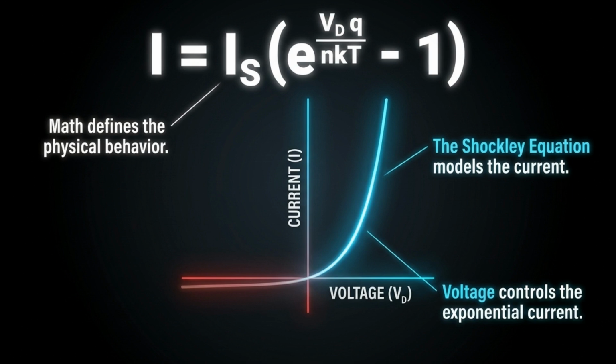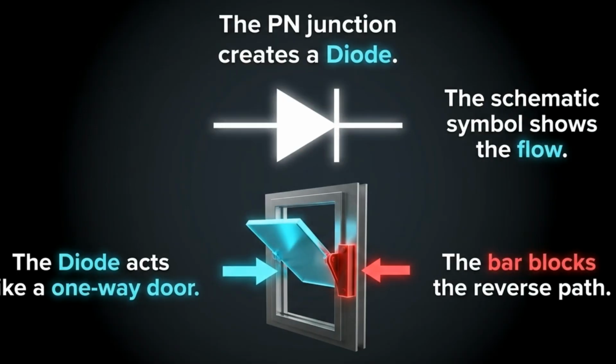The Shockley equation, I equals I_S times e to the power of V_D q over nkT, minus 1, models the current-voltage characteristic. Voltage controls the exponential current flow, defining the physical behavior. The PN junction creates a diode, which acts like a one-way door. Its schematic symbol shows the flow, where the bar blocks the reverse path.